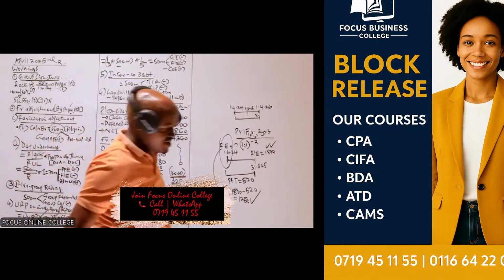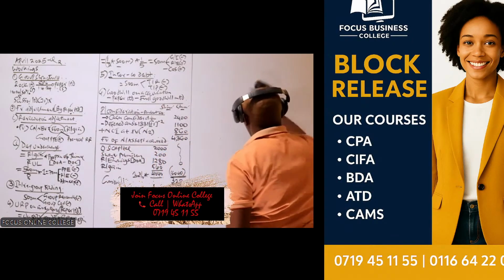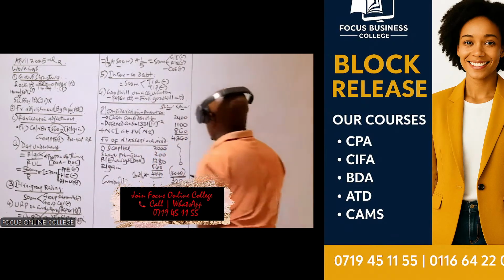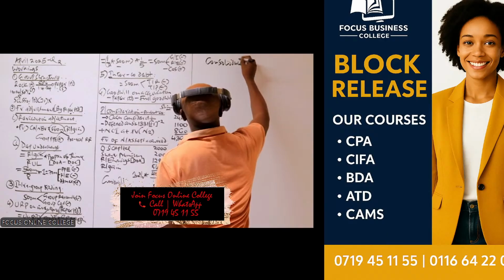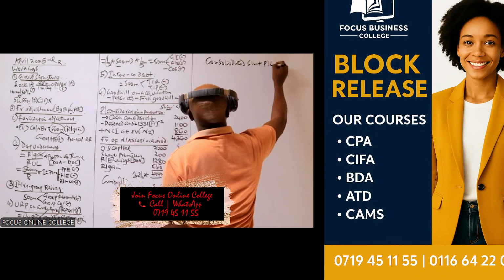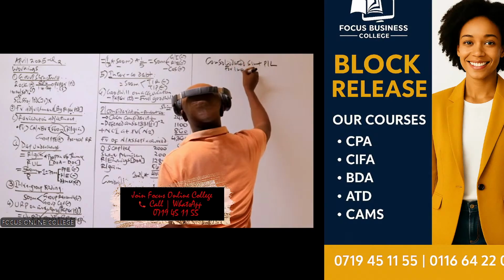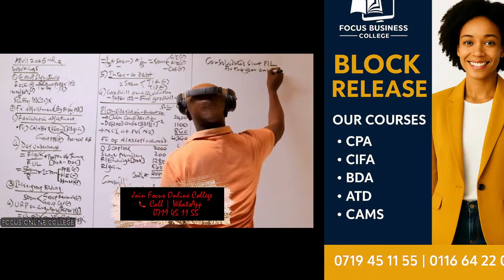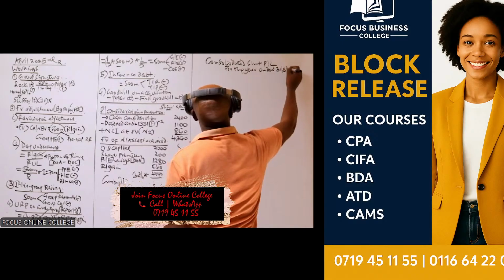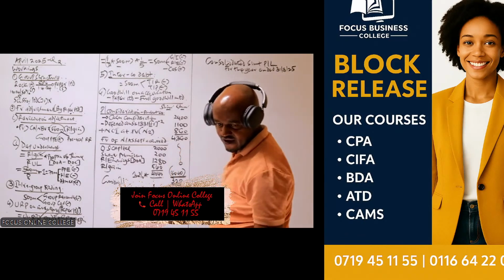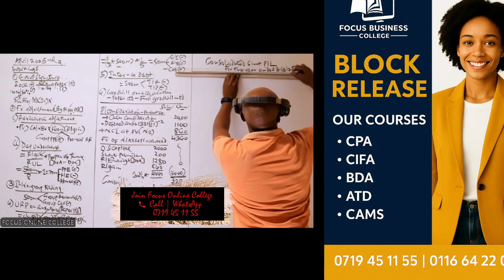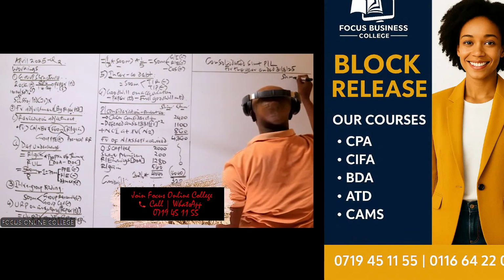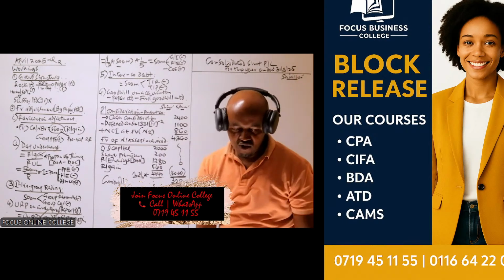The consolidated statement of profit or loss for the year ended 31st of March 2025. Here we just need a single column, and we indicate that our figures are in millions of shillings. So how do we prepare this?